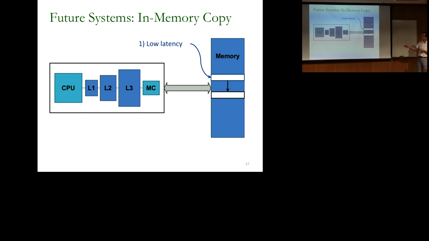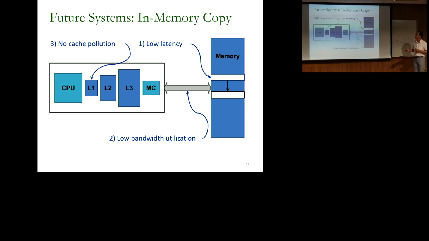The idea is that this is low latency because we're going to exploit the internal connectivity in memory. This is low bandwidth utilization. Actually, if you don't move anything here, this is zero bandwidth utilization, and someone else can actually use that bus. No cache pollution, but you could eliminate that today also. And no unwanted data movement.